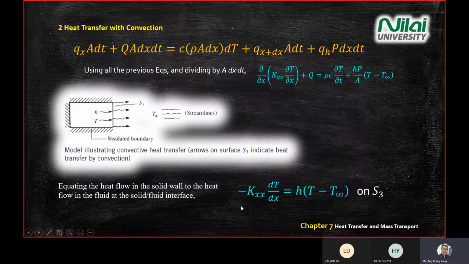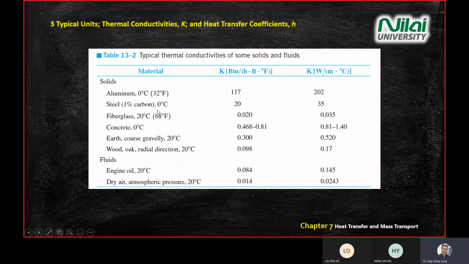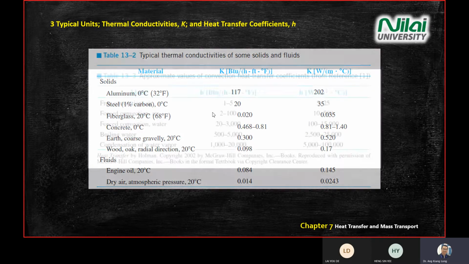There is one small equation below on the screen here. If all the surfaces are covered with an insulation layer and you allow one surface for the heat transfer process, you will use this equation: minus k dT/dx equal to h (T minus T infinity). Later you will see this equation in a tutorial question. This table again, especially table 13-2 for material, make sure you bring it when you come to the exam.